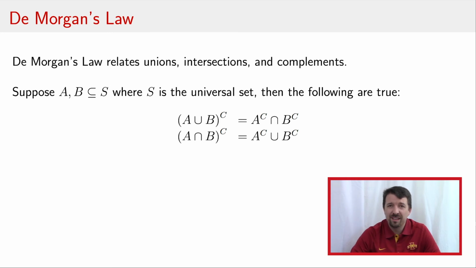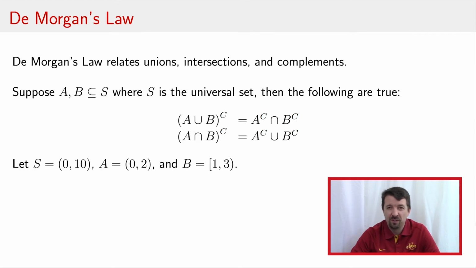And now I want to give you an example of why you might want to use this relationship. So here's an example where we're supposing the universal set is the open interval 0, 10. We have a set A that's the open interval 0, 2. And we have a set B that's the half open interval 1, 3, including the endpoint 1.